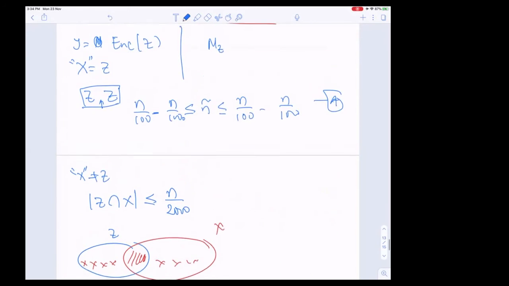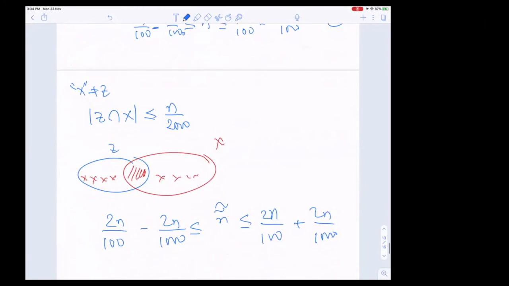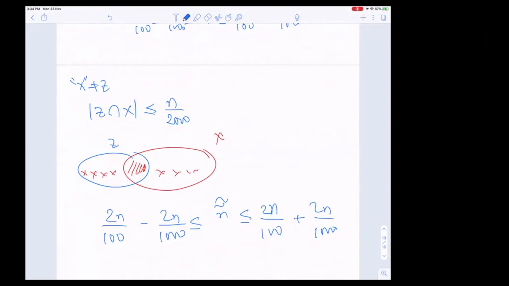Okay, now look at this. When you feed x equal to z, the number of distinct elements is roughly n over 100. But when you feed something other than z, then the number of distinct elements is going to be very different.